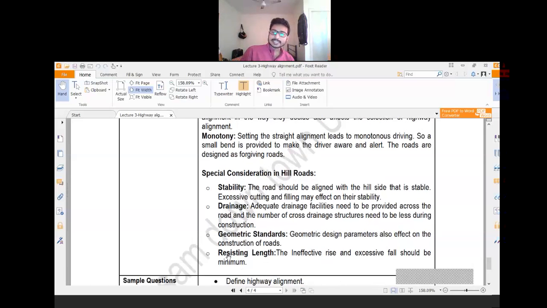Another thing is resisting length. Resisting length means the effective rise and excessive fall should be minimum. Rise and fall means how much up and down you are going in the hill road. If the effective rise and excessive fall is maximum or more, it will create a big hurdle for the different types of vehicles.